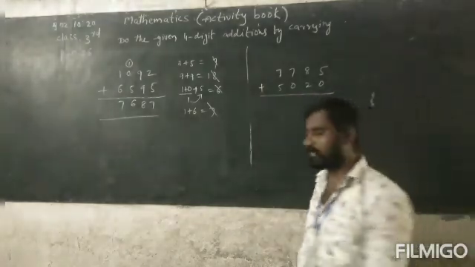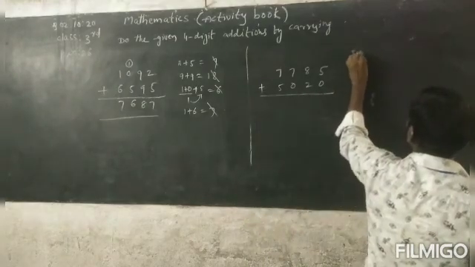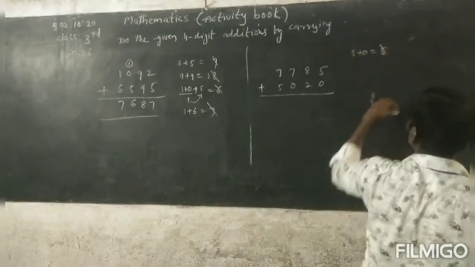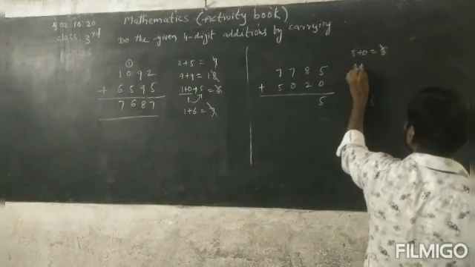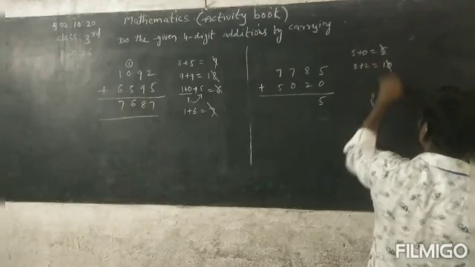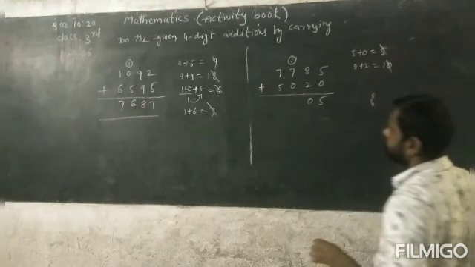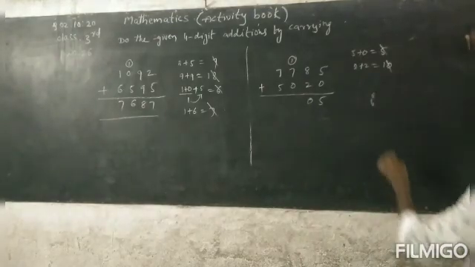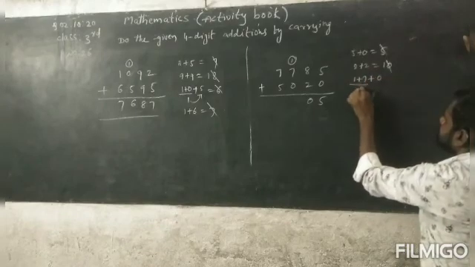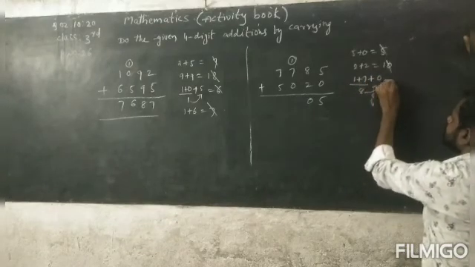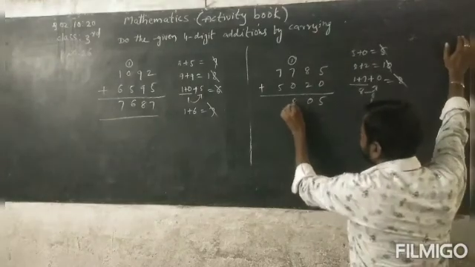First, we add the digits in the ones place. 5 plus 0. Write 5 under the ones place. 8 plus 2 is 10, 0 is taken and written under the tens place, and 1 is carried to the hundreds place. Next, 1 plus 7 plus 0: 1 plus 7 is 8, 8 plus 0 is 8. It is a one digit number, so you can write it directly.